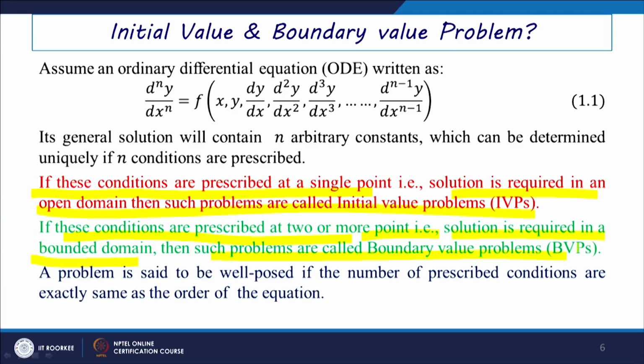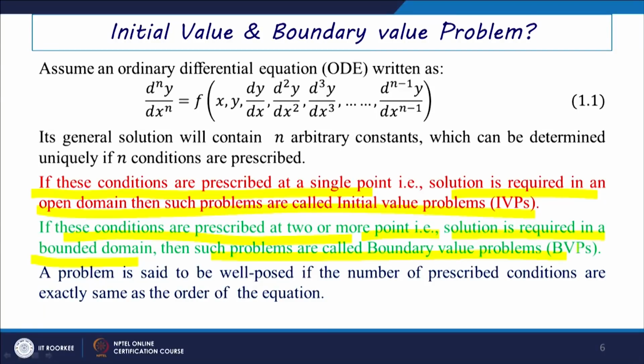A problem is said to be well posed if the number of prescribed conditions is exactly the same as the order of the equation here. This means that whenever we are finding the solution of an nth order differential equation, we can find n arbitrary constants, or we can say that it will involve whatever methods you can apply over there.